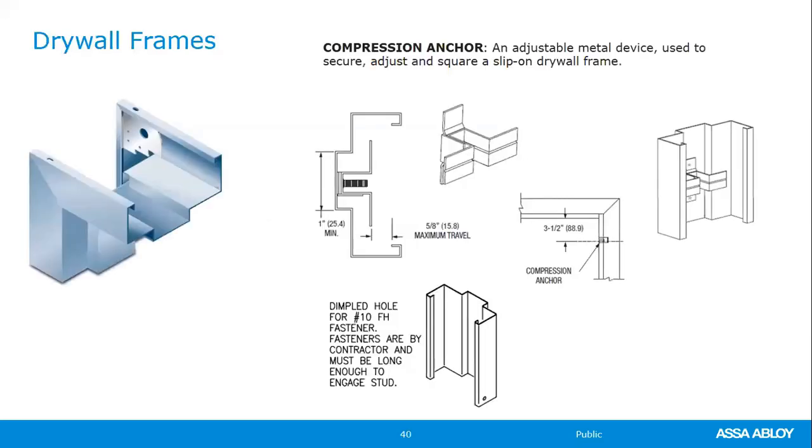Your drywall frame, we see here, this is your true interior slip-on drywall frame. And as I said earlier, it has a compression or plumb anchor there. You'll see at the detail to the left there, in the soffit of the frame, we have that screw. And so you can tighten that compression anchor up against the stud. And then at the bottom of the frame, again, we have countersunk holes that attach that frame at the bottom.